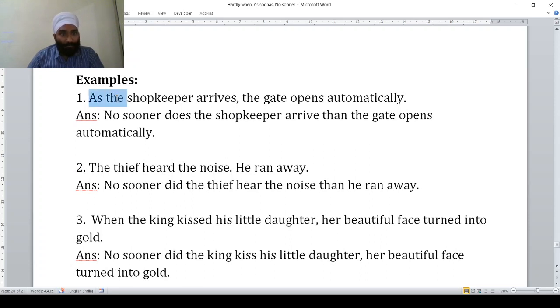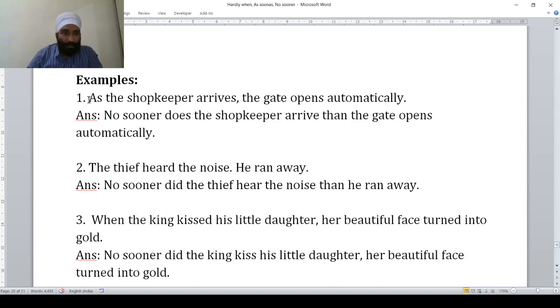The first example, as the shopkeeper arrives the gate opens automatically. Here you can see the sentence is joined with the help of as. As is used before this clause, the shopkeeper arrives. So here also in the same way as we have seen in the video of as soon as, two actions are there and one action is happening immediately after the other. So to join such two clauses we use as soon as or no sooner than or hardly when.